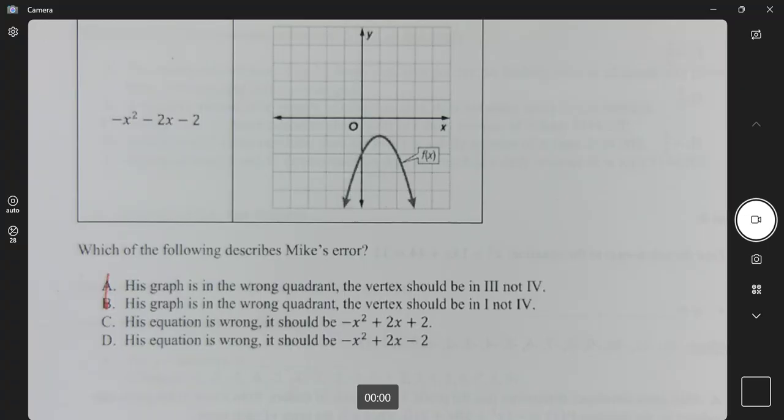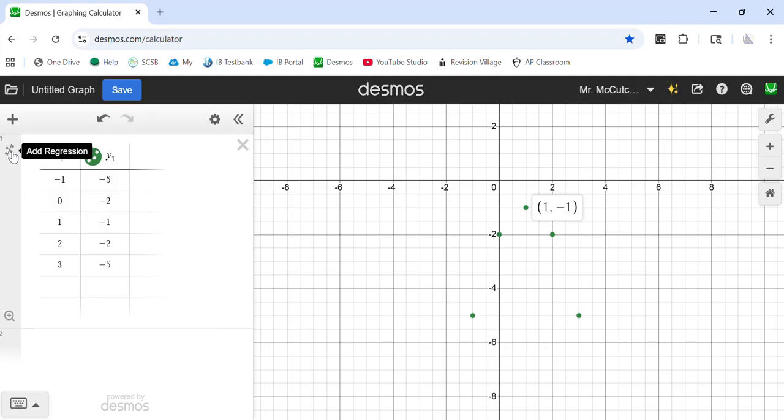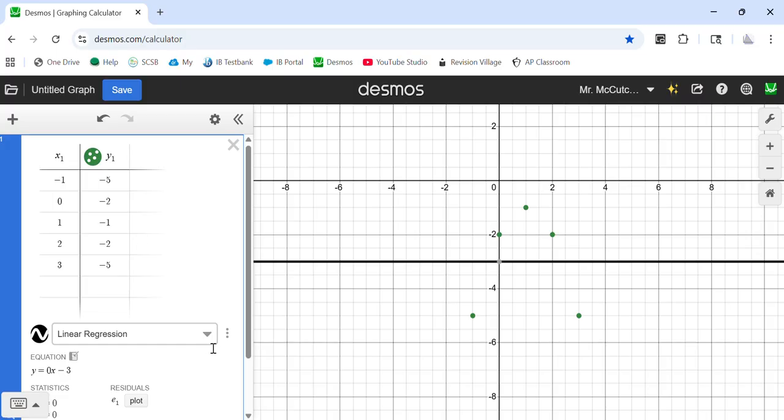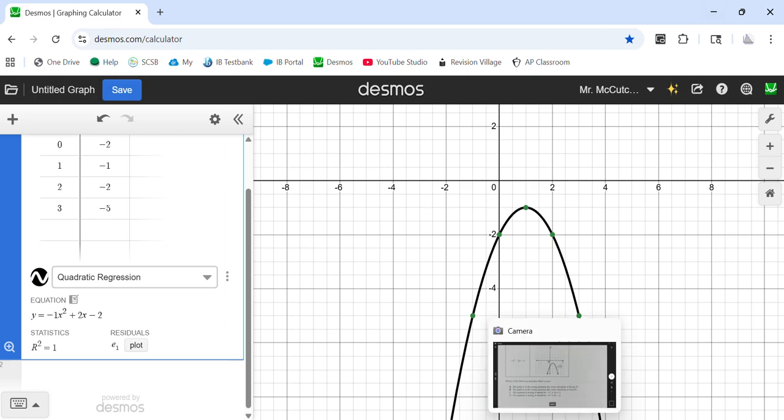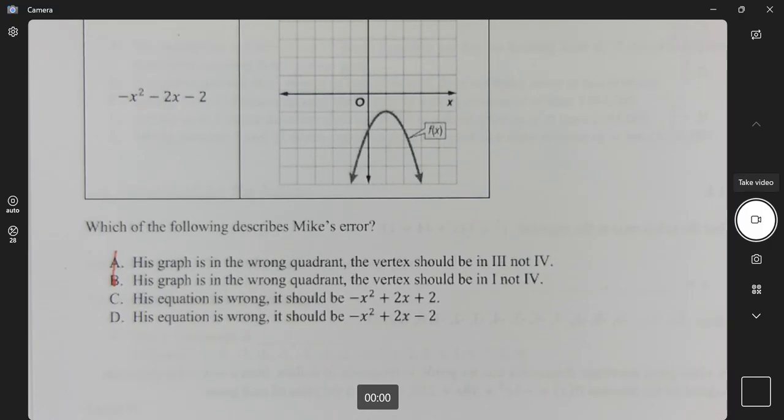Hey, Desmos, what's wrong with his equation? Click here, and give me the quadratic equation, please. -x² + 2x - 2. -x² + 2x - 2 is right there.